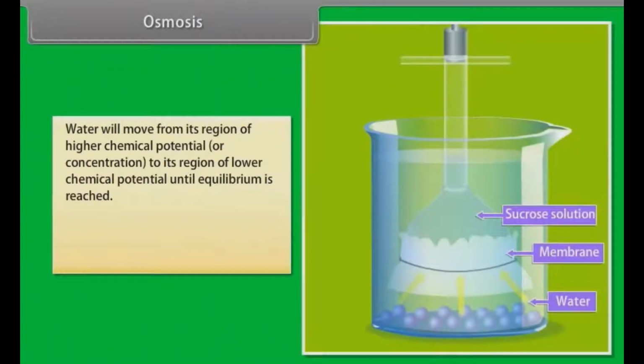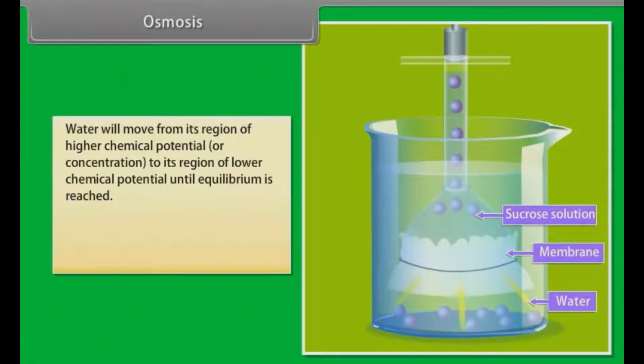Take a thistle funnel filled with sucrose solution and then keep it inverted in a beaker containing water. The solution of sucrose in water taken in a funnel is separated from pure water in a beaker through a semi-permeable membrane, such as an egg membrane. Then what will happen? We will observe that water will diffuse across the membrane to raise the level of the solution in the funnel. This will continue till equilibrium is reached.